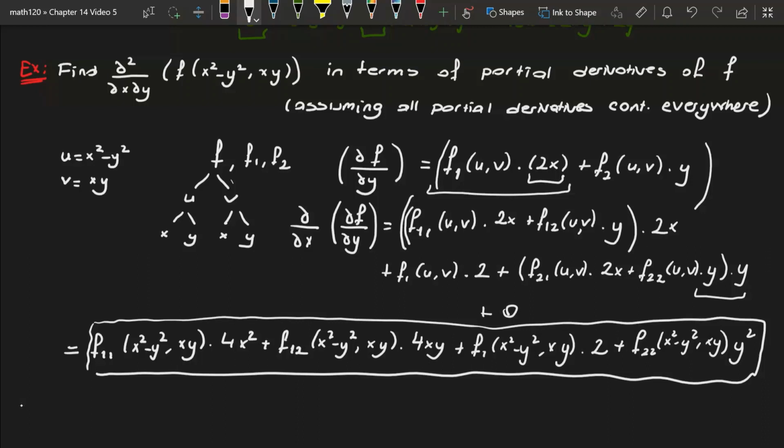I think we did enough examples for the chain rule. You'll see more examples in the recitation video. It's a good point to stop.